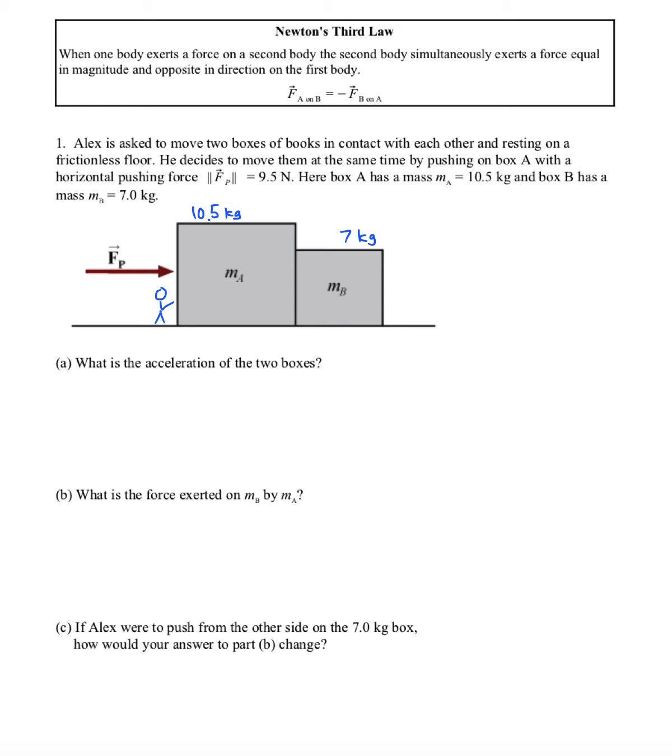Alright, one of the first things we want to do with a problem like this is decide what system we want to analyze. It's our decision what blocks are included in the system. The first time I do the problem, I'm going to let all the mass be the system. So my dashed boundary goes around both A and B. I'm going to treat it as a 17.5 kilogram system.